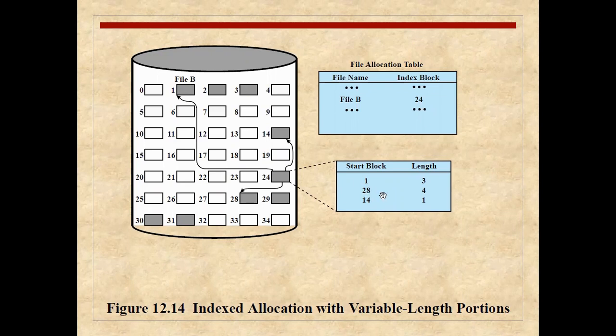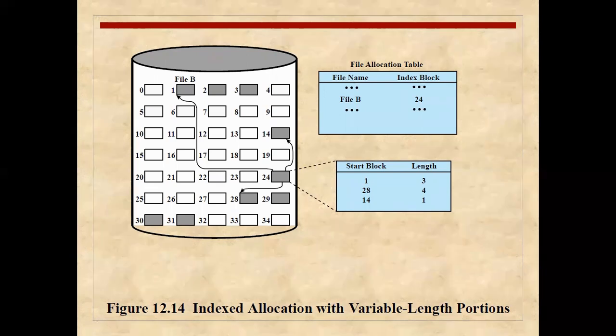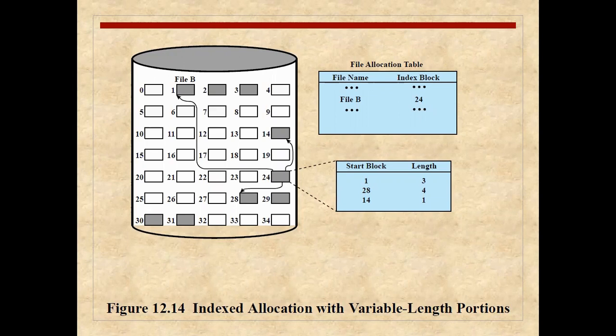You are going to 28 and length is 4. Then you are going to 14 and length is 1. This is similar to index allocation, but here you can also provide the length of a particular segment. That's why it is called index allocation with variable length portions. Here length may be variable for all the memory chunks.